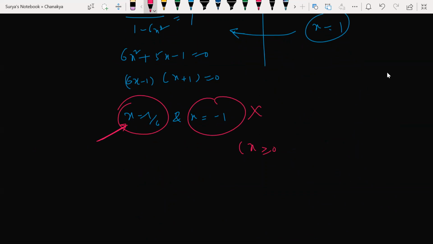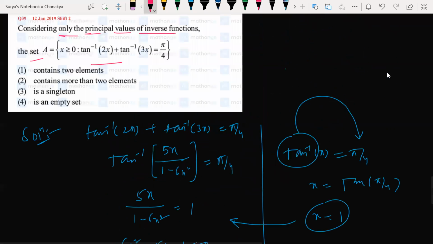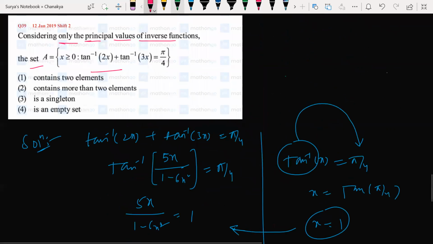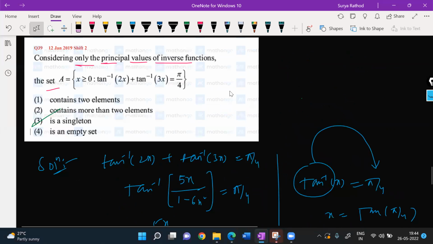Because x should be greater than or equal to 0. Why? Tell me. X should be greater than or equal to 0. If you substitute minus 1, what happens? Even here, check. You can't substitute minus 1, beta. So it is a singleton set. Option 3 is correct. Hope you got my point, what I'm trying to say here. Substituting minus 1 is not possible, beta.